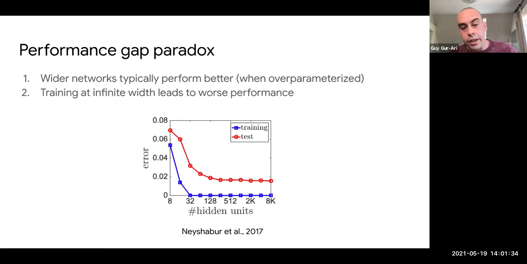Okay, but now going back to this, the question that was asked is: if it all boils down to linear models, how are they so good?